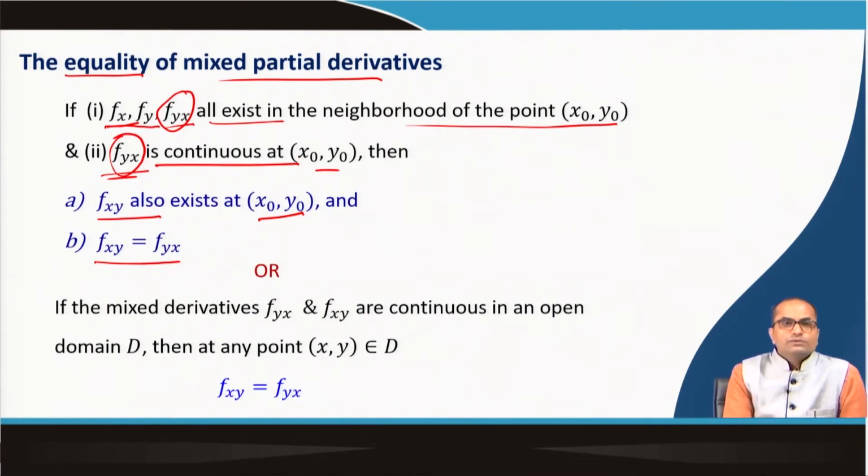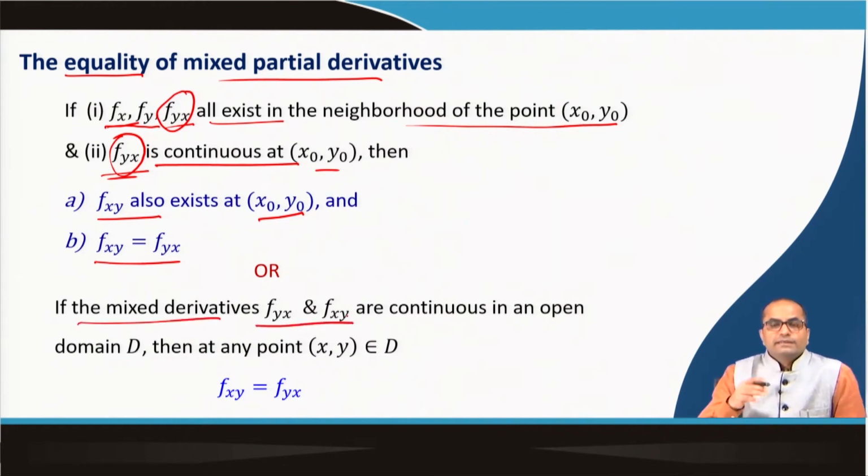In general, because these are sufficient conditions, we also say that if the mixed order derivatives f_yx and f_xy are continuous, suppose in an open domain D, then at any point (x, y) in D, f_xy will be equal to f_yx. So, for the equality of these mixed order partial derivatives, the continuity of these second order derivatives is important, and under these continuity conditions, we have the values the same.